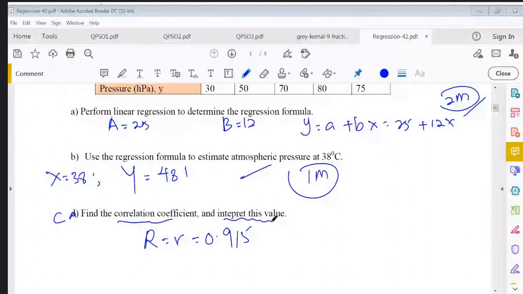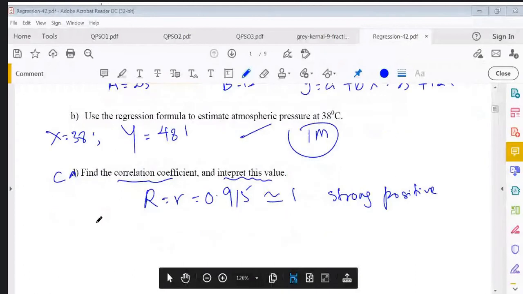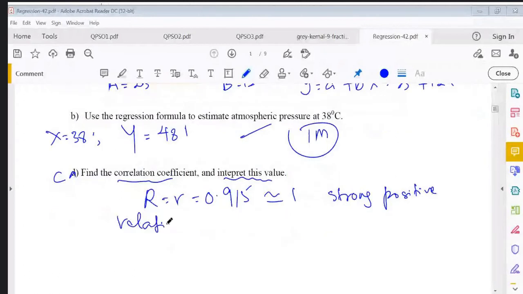What is the relationship between temperature and pressure? Okay, a strong positive relationship between temperature and pressure.